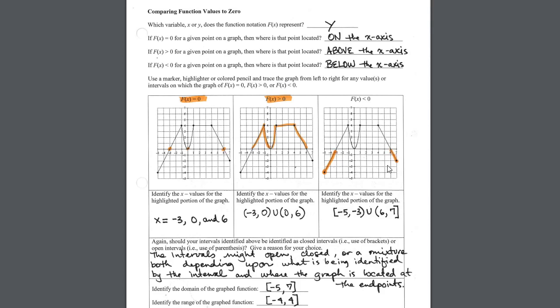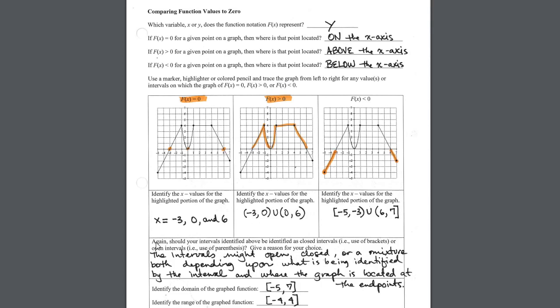Same idea for 6. You have to use a parenthesis for 6 because right at x is equal to 6, you're on the x-axis, not below it. And then 7, of course, is below, so a bracket. Same reasoning is happening here with this -3: we have to use a parenthesis because you're on the x-axis. And then the 6 as well, a parenthesis because you're on the x-axis.